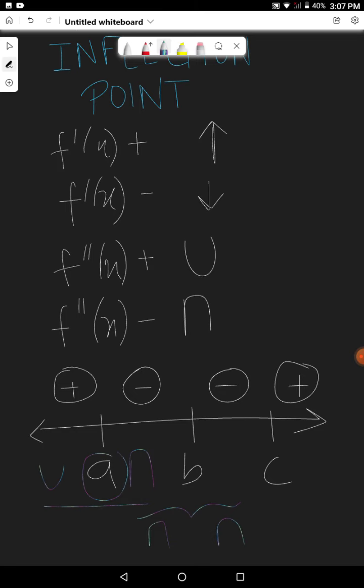Then let's consider C. So this you can easily tell, C will also be an inflection point, since the concavity is changing from concave down to concave up.